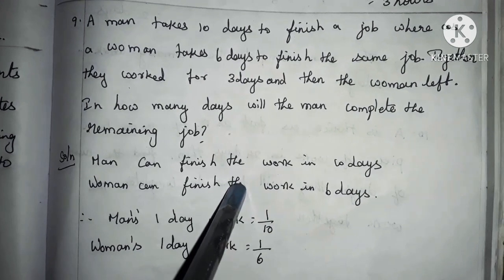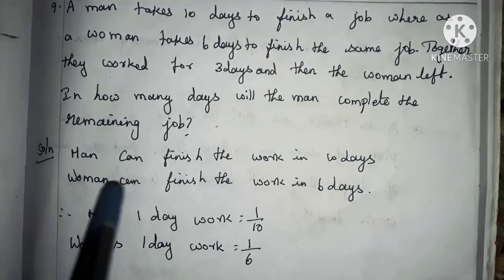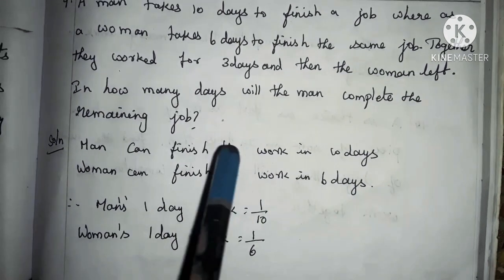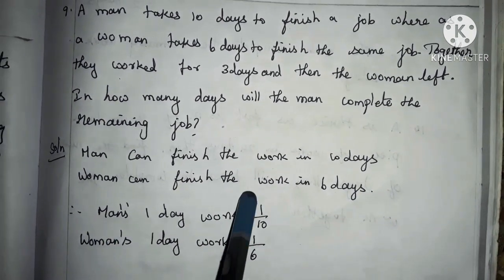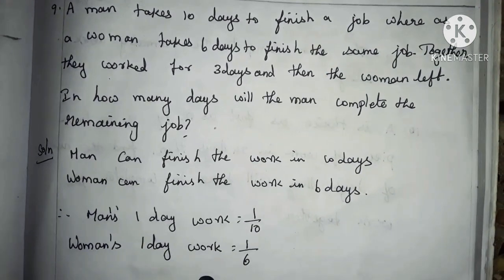First, a man can finish the work in 10 days and the woman can finish the work in 6 days. It is given. So, we are going to find out the 1 day work. That is, man's 1 day work is 1 by 10 and woman's 1 day work is equal to 1 by 6.